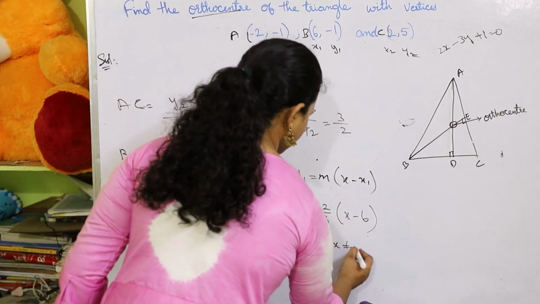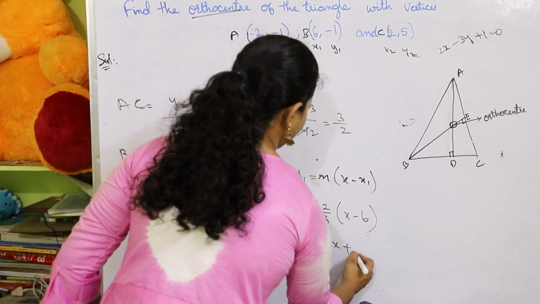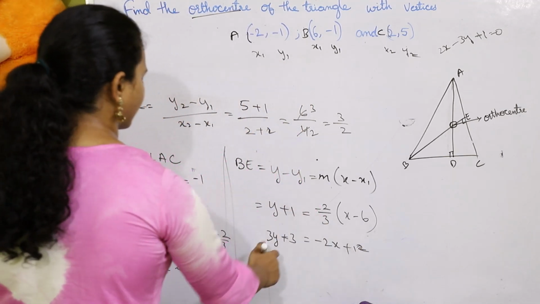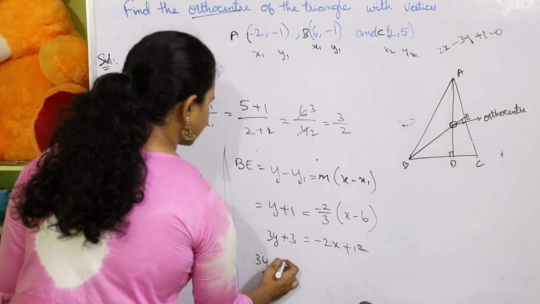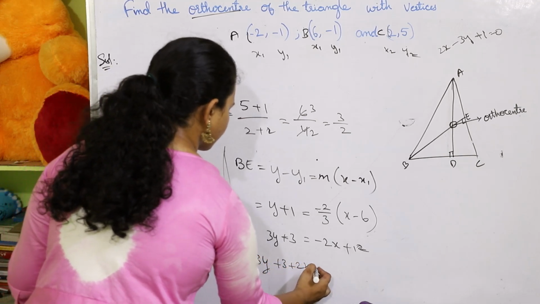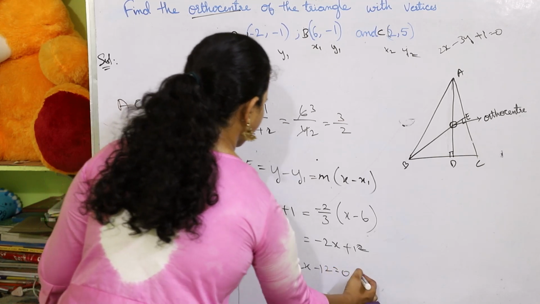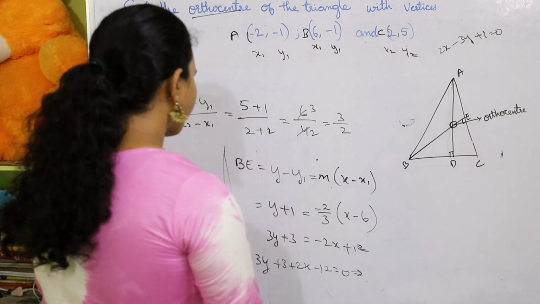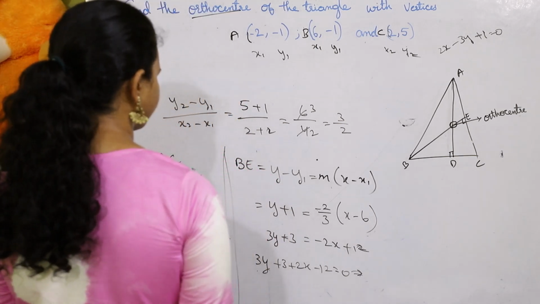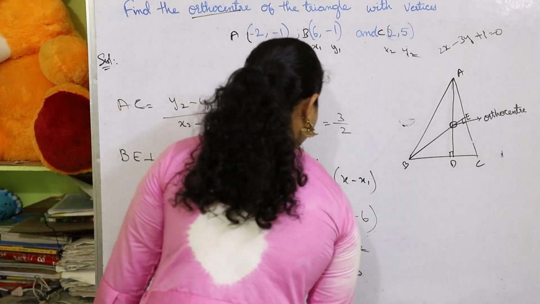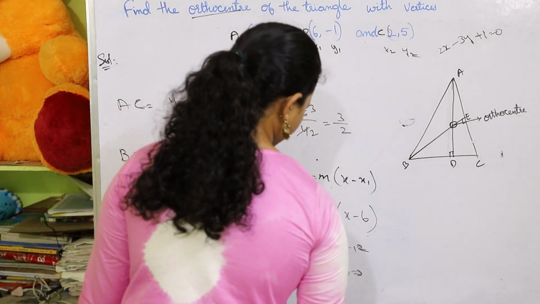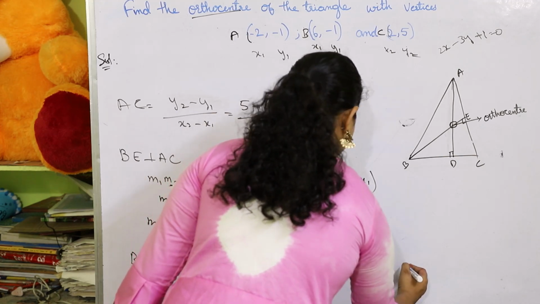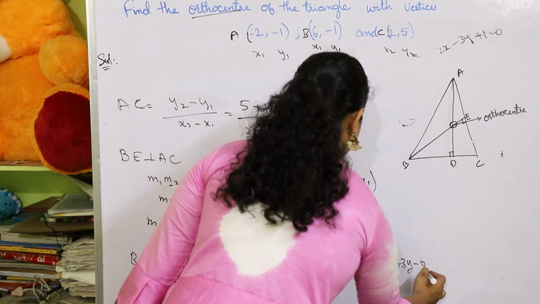So minus into minus is plus, so plus 12. Clear? Now transpose this minus 2x plus 12 to the other side. This becomes 3y plus 3 plus 2x minus 12 is equal to 0. Clear? Now let us write down the further equation. 12 minus 3 how much? 9, right? So 12 minus 3 is minus 9. So this becomes 2x plus 3y minus 9 is equal to 0.